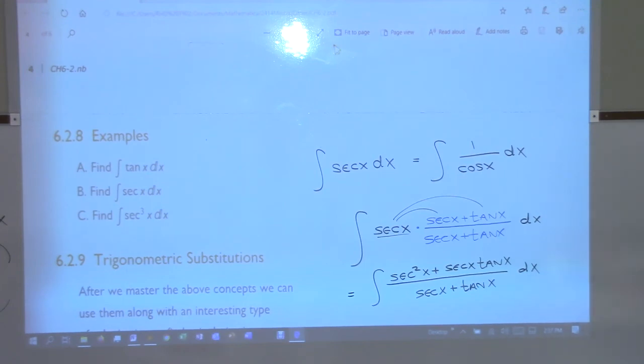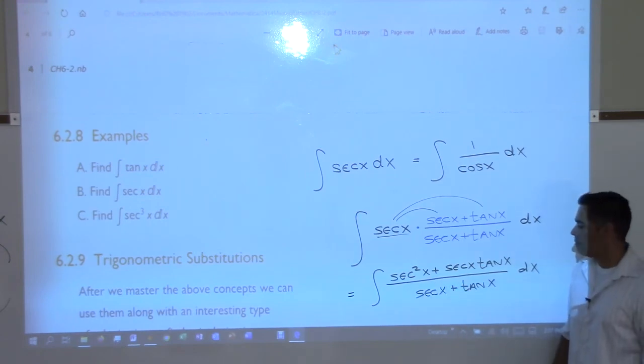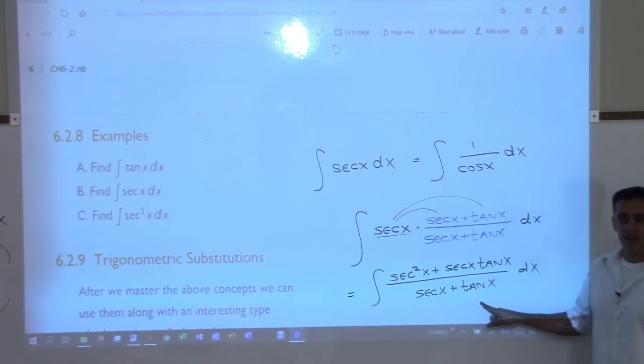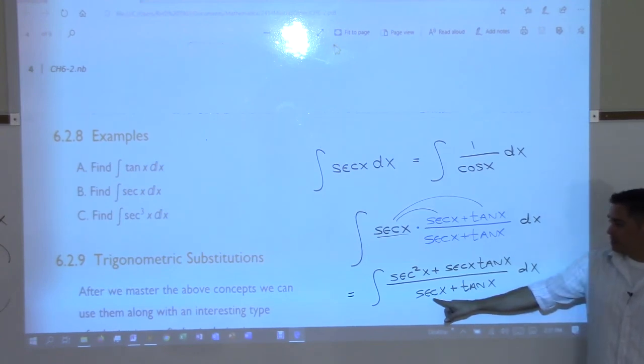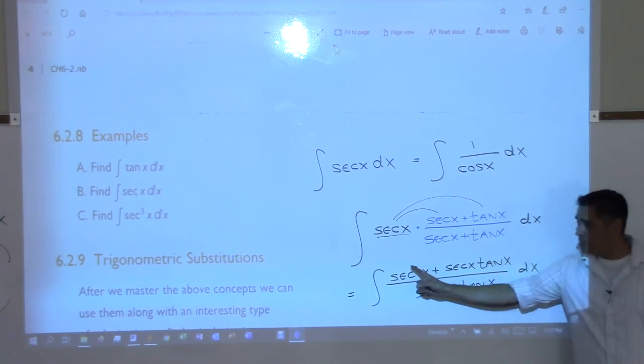Does anybody see it now? What you can do? Use that as the secant x tan x. Can you use that for substitution? Basic u sub with u being the denominator? Yes, the whole thing. Do you all see that? If you let u be the denominator, what's the derivative of that? Secant x tangent x plus what's the derivative of that? Secant squared x. That's what's up there.